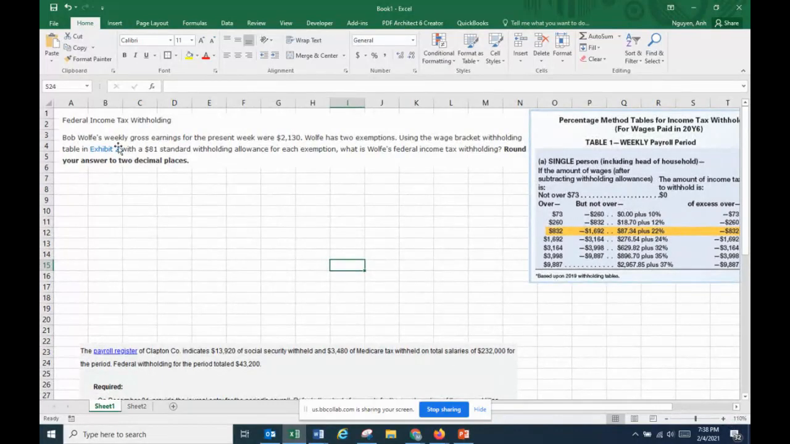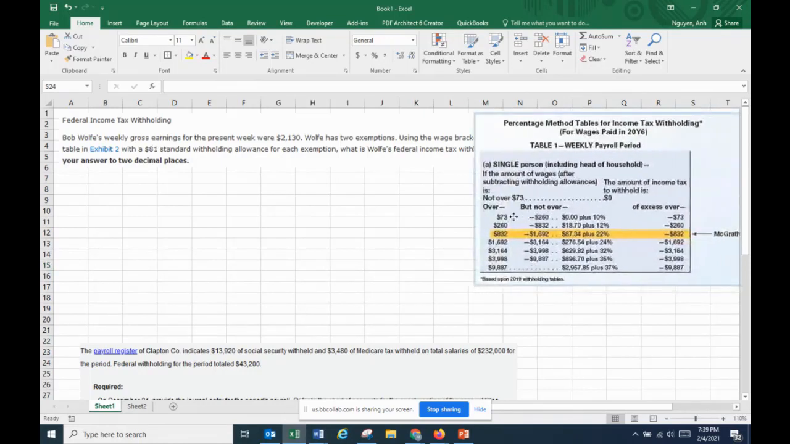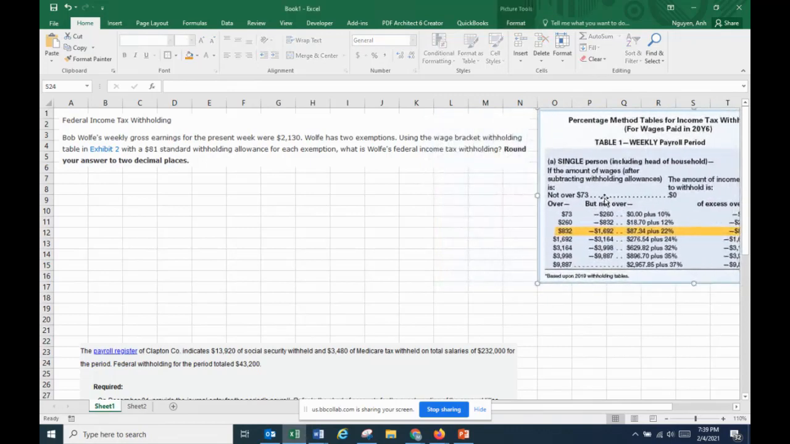This first one says Bob Wolf's weekly gross earnings for the present week were $2,130. Wolf has two exemptions. Using the wage bracket withholding table in Exhibit 2, which I have here, the withholding table, $81 is the standard withholding allowance for each exemption. What is Wolf's federal income tax withholding?